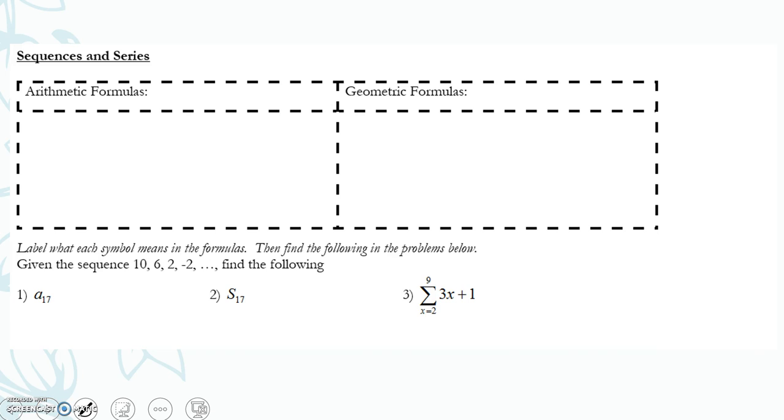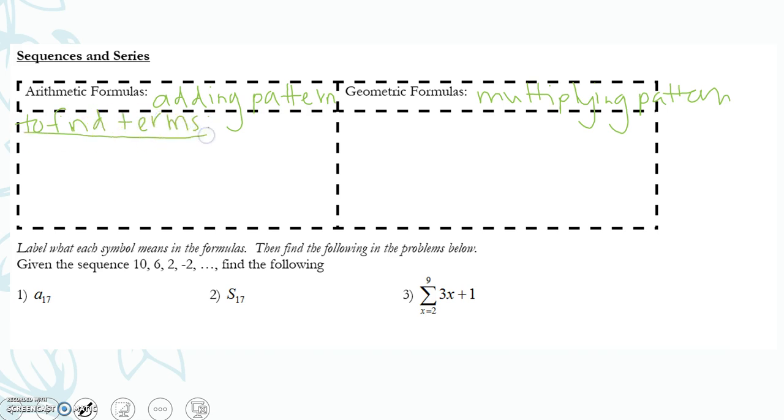The next topic in this unit is sequences and series. So arithmetic formulas. These formulas are all given to you, but you need to know when to use what. Arithmetic formulas are when it's an adding pattern. And then geometric is when it's a multiplying pattern. So the first formula that will be on your formula sheet is to find terms. And so it's not going to have this, and you need to know that to find terms, this is the formula you use.